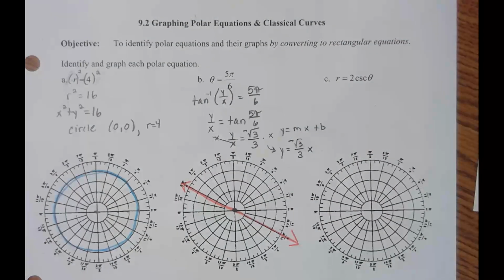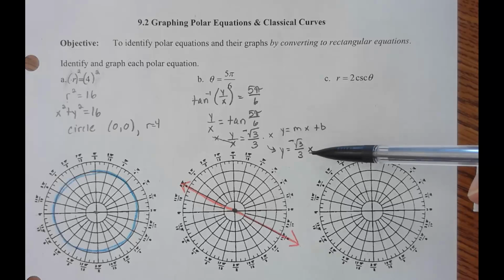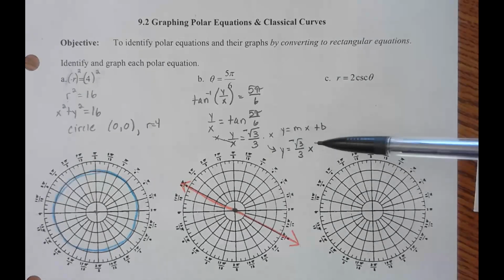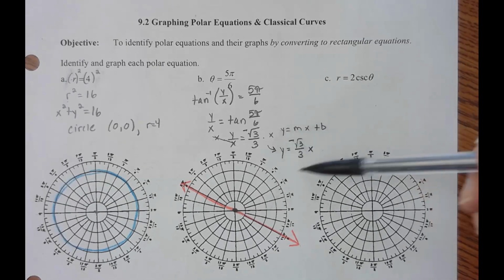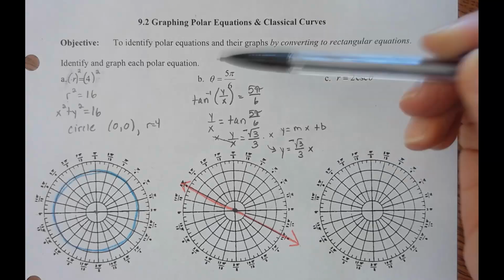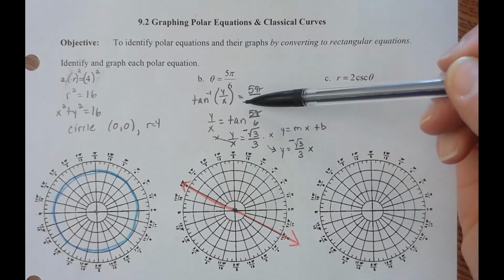The reason we're converting from polar form to rectangular form is so we can make connections between the rectangular graphs that we're familiar with and our new polar graphs.